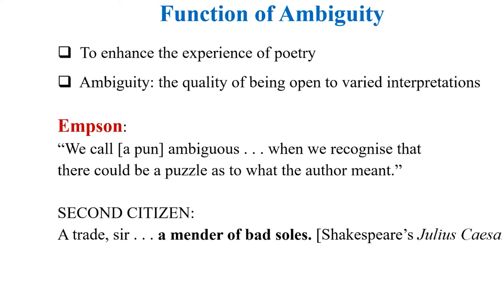It's the opening scene. What's your profession? This is his answer: a trade, sir, a mender of bad souls. And he's also describing his profession, so actually it has two meanings. What's his profession? This citizen in Julius Caesar is a mender of bad souls. He has answered the question of that officer, right? Mender of bad souls refers to his profession, S-O-L-E, the foot. He's a cobbler, one who makes or mends bad shoes and others. So that's a straight answer.